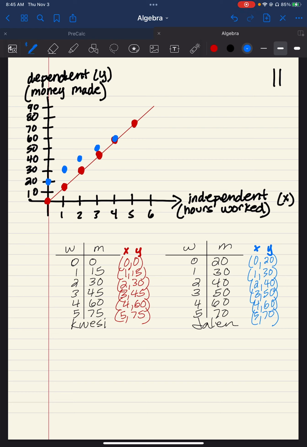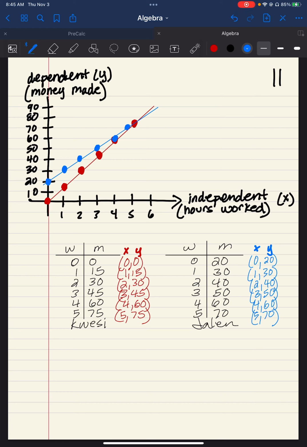This was supposed to be 75, and then this is supposed to be 70. So it's not exactly on the line. It's next to the line. And then if we connected the dots for these, maybe something like this. There we go. Okay, and so this is Jalen's line.